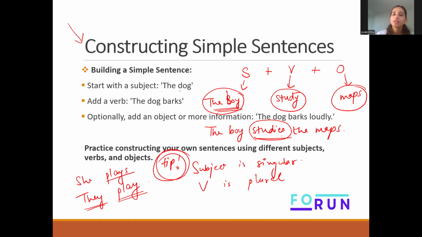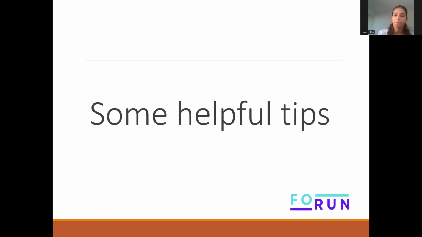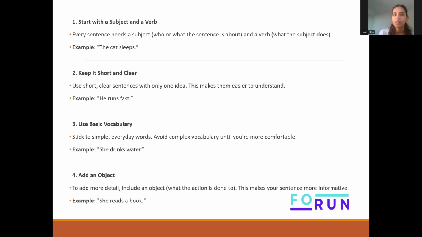Now, start with the subject, the dog, add a verb to it, barks. Optionally, add an object or more information. You can add more information. You can even say the black dog barks loudly. The black dog barks loudly on the man. So on and so forth. Here are some helpful tips as well. So always start with a subject and a verb. Then you can go on and start making the sentences complicated.